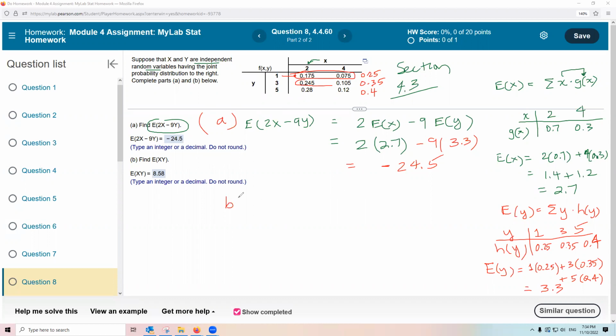All right, let's go to part B. Part B says, what's the expected value of XY? Well, it's important to note here that they're telling us that X and Y are independent. So if you go to section 4.3 again in the textbook, you'll see the indication that says the expected value of X times Y can be written as the expected value of X times the expected value of Y when X and Y are independent. Well, that means I just have to multiply 2.7 times 3.3 here to get this answer. This works out to be 8.58.